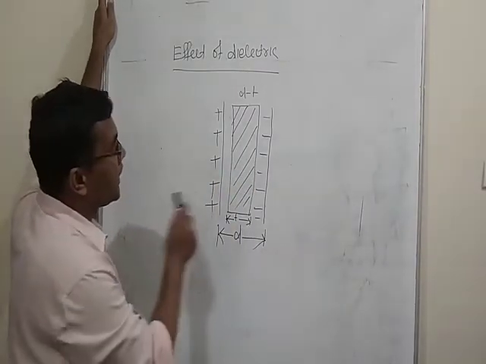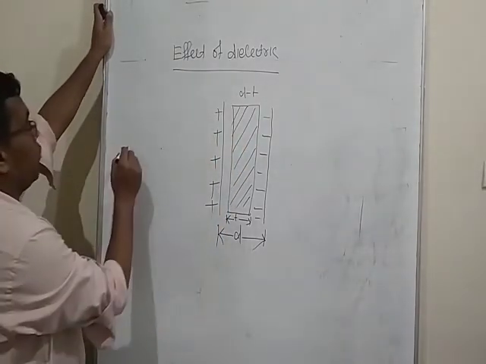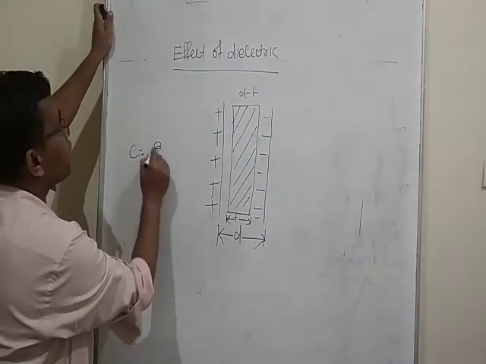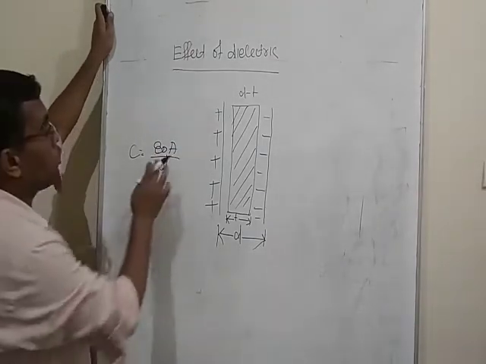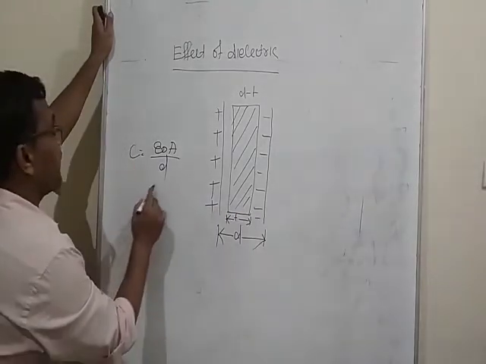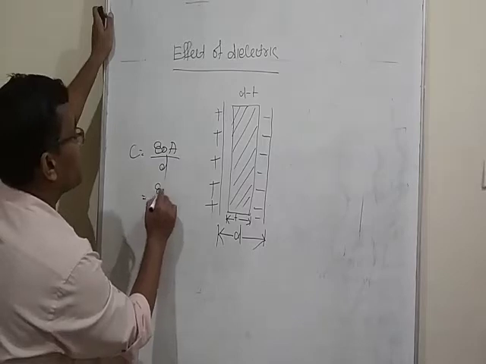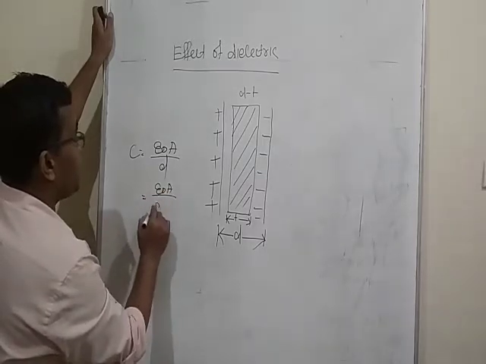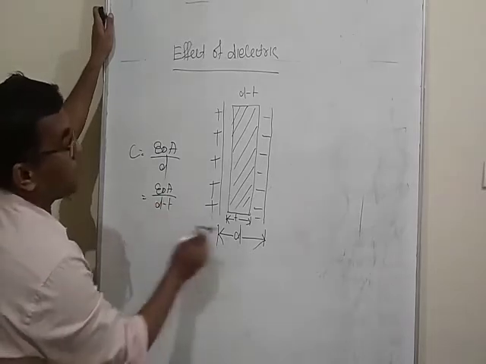Now the net gap between the two plates is D minus T. We know the capacity C equals epsilon 0 A divided by D, where D is the separation. What is the net effective separation between the two plates? Net effective separation is D minus T, so C is equal to epsilon 0 A divided by D minus T.